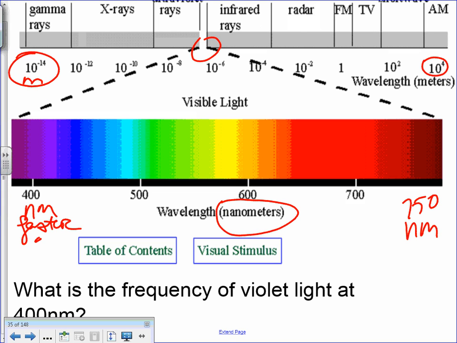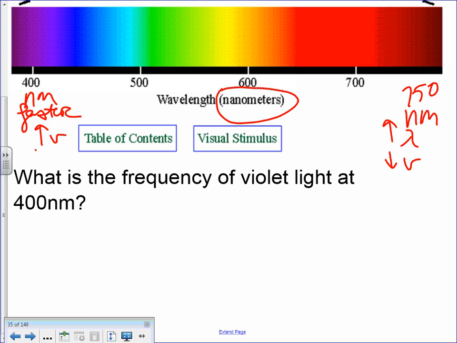And faster meaning it has a high frequency. This one's going to be a high wavelength, but a low frequency. So it's going to be inversely related. This is the low wavelength, or a short wavelength.